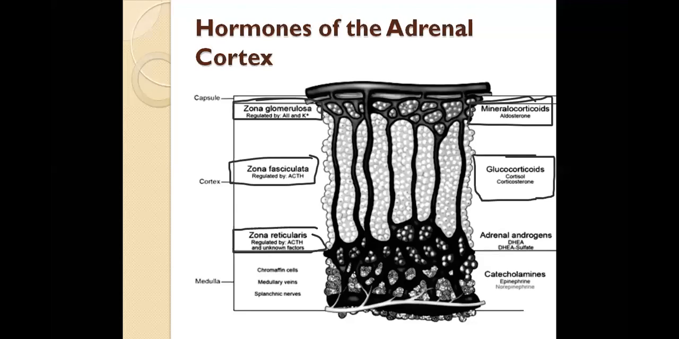Zona fasciculata releases glucocorticoids. The major glucocorticoid is cortisol. We have only cortisol in our syllabus. Zona reticularis secretes androgens and estrogens. Then the adrenal medulla secretes the catecholamines, epinephrine and norepinephrine, which together are called catecholamines.